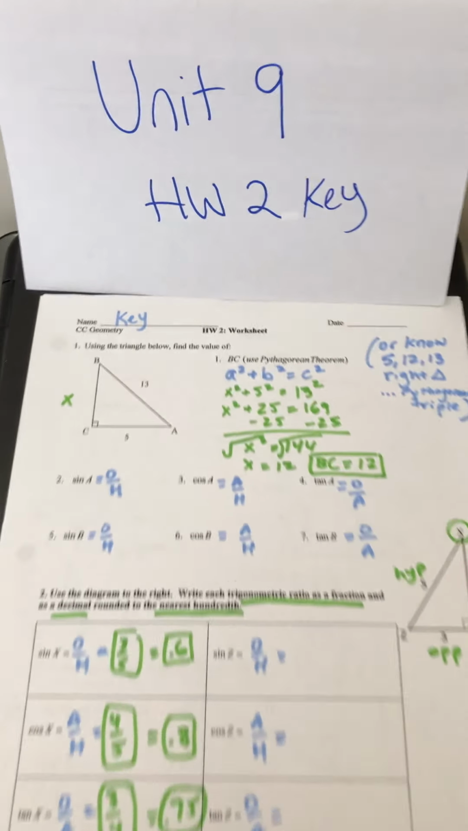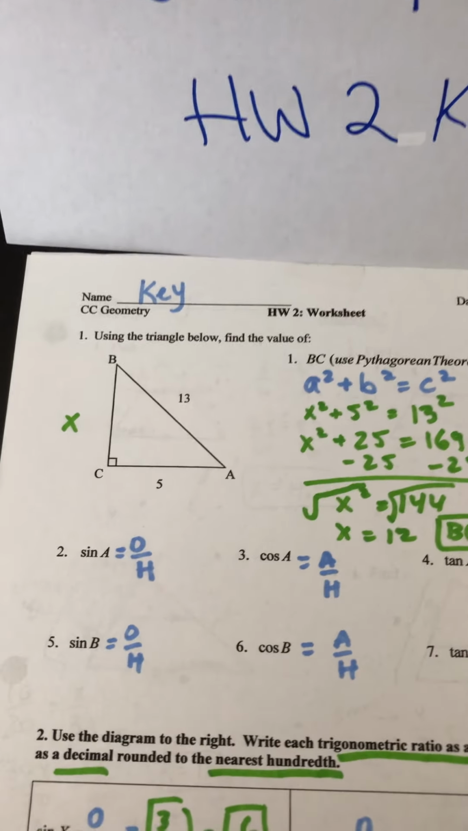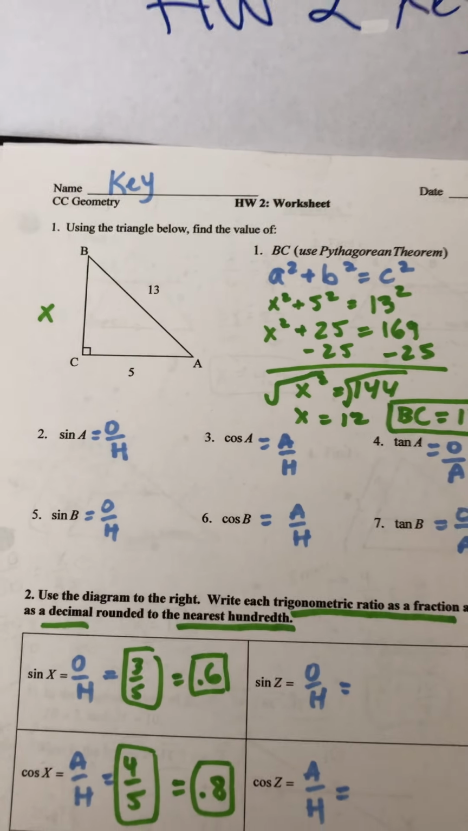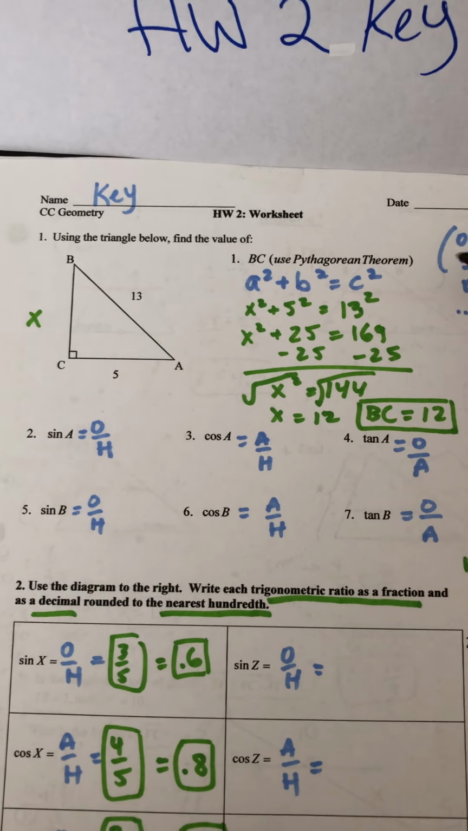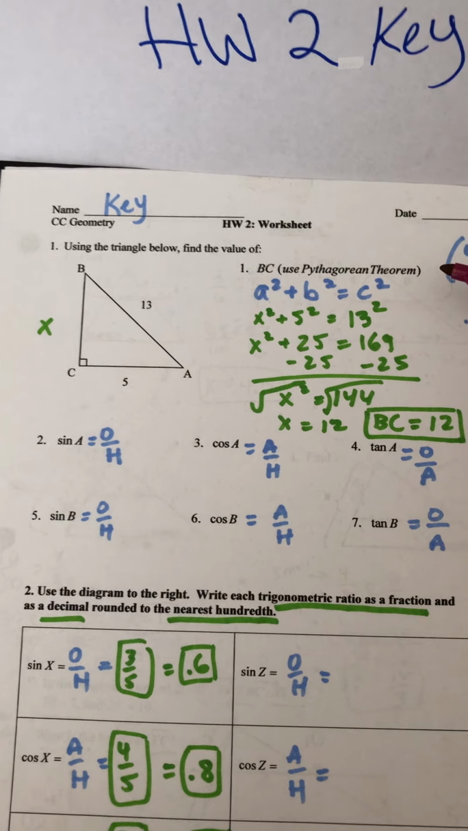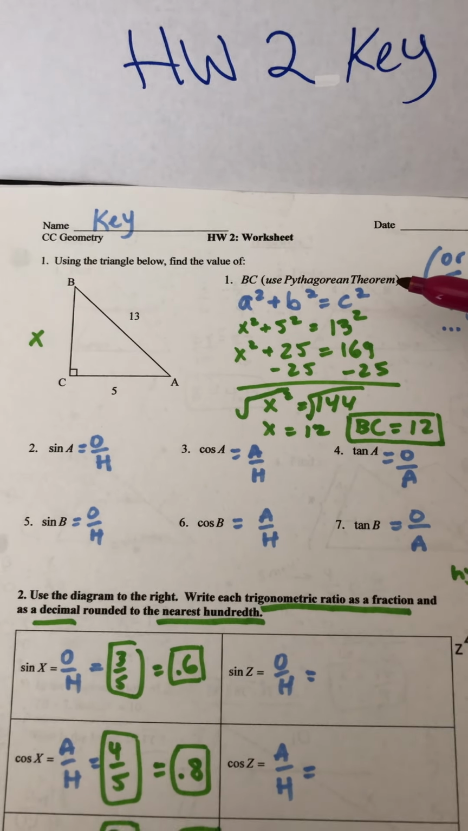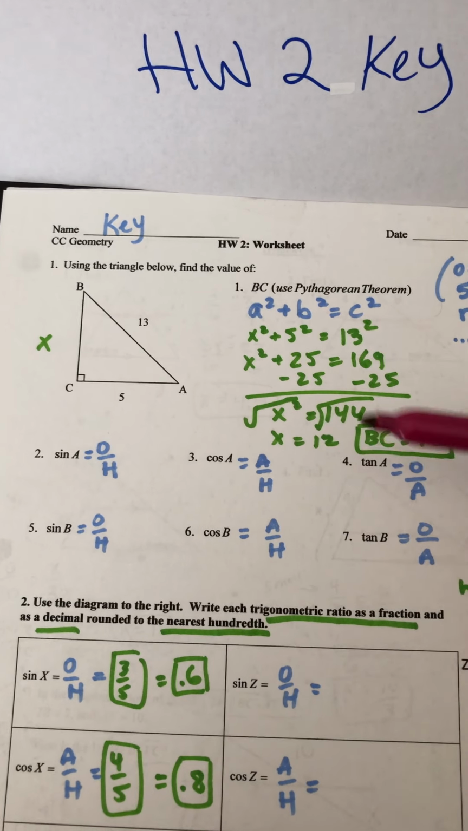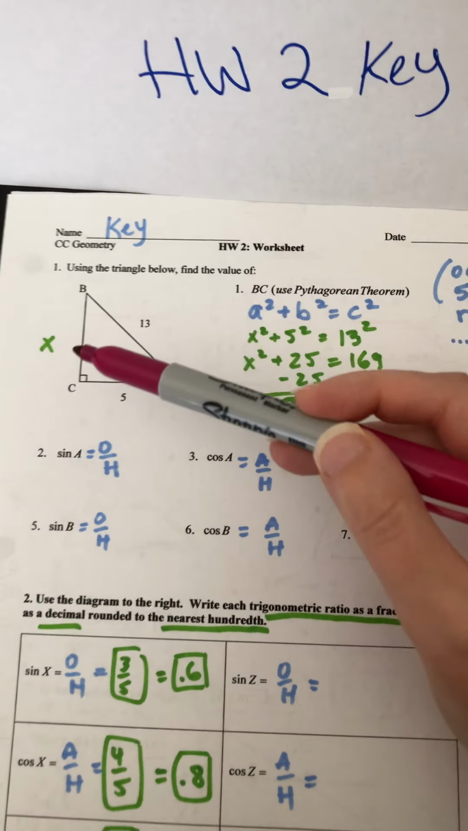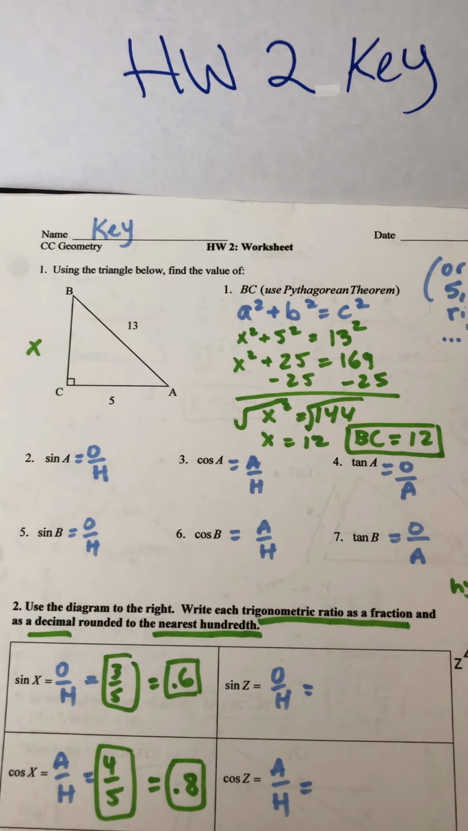This is the Homework 2 Key, the first official homework worksheet of the Trig unit. So if you take a look below, our first question is to find BC, and the hint was to use the Pythagorean theorem. Now, you might not always be told to use the Pythagorean theorem, but if you're asked for sine, cosine, or tangent on a triangle and you're missing a side, you need to find that side first.